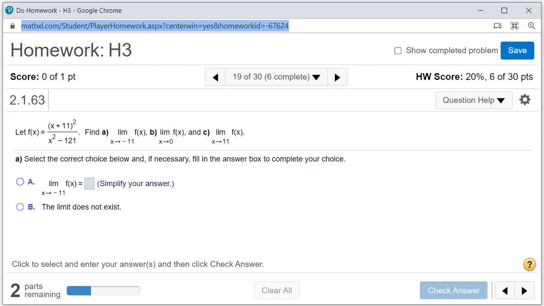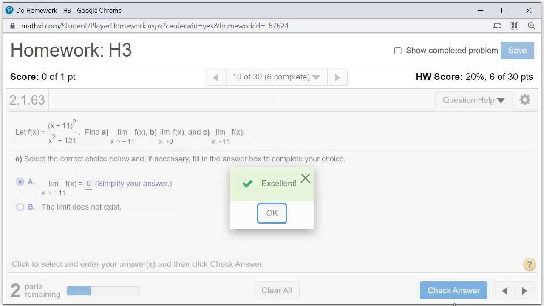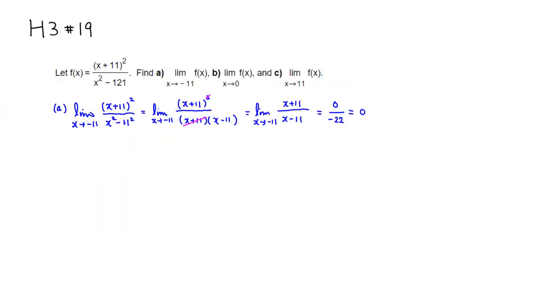All right, so let's type it in. We have 0. Let's check the answer. We got that. How about part B? Part B is going to 0, but the simplification is exactly the same.